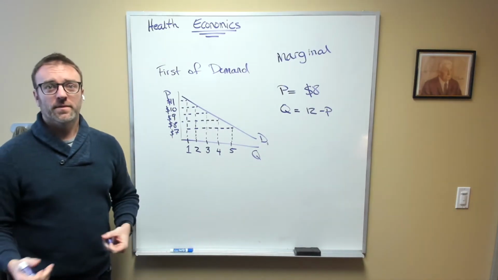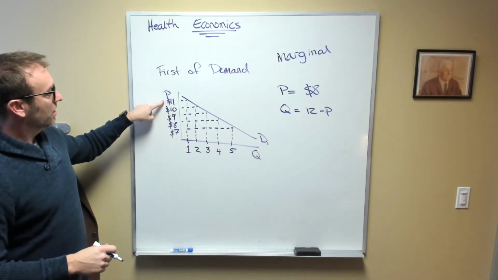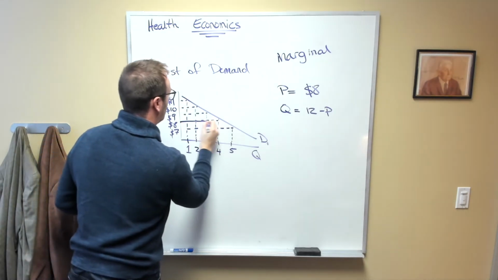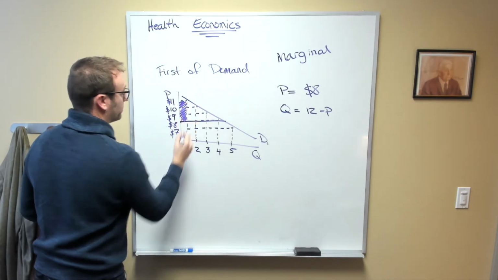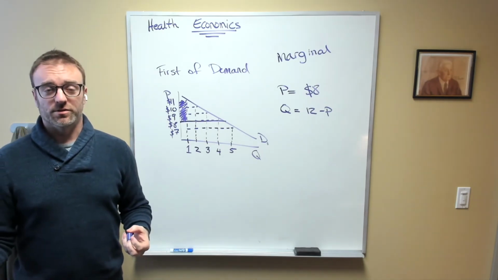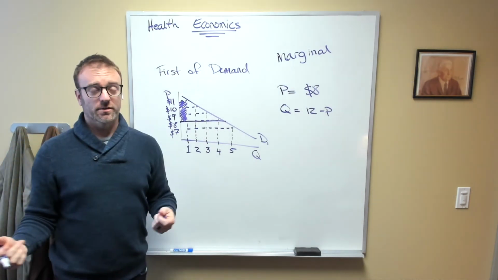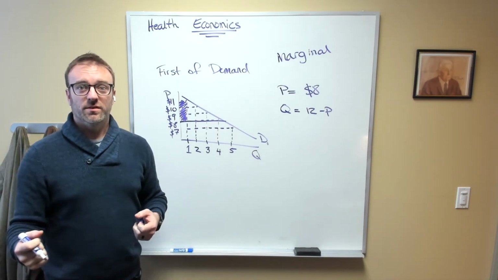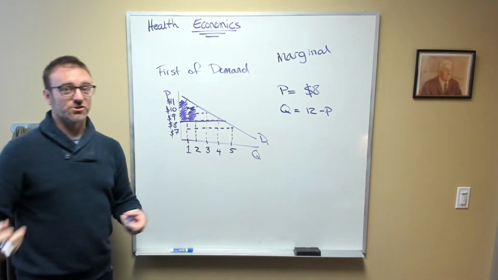But there's more. If you think about it, that first pizza is worth $11 to you, and you only paid $8 for it, which means that this $3, if you want to think of it this way, is additional value to you over and above the cost of the pizza. The second pizza was worth $10 to you and only cost you 8, right? And so that pizza gives you $2 worth of additional value.